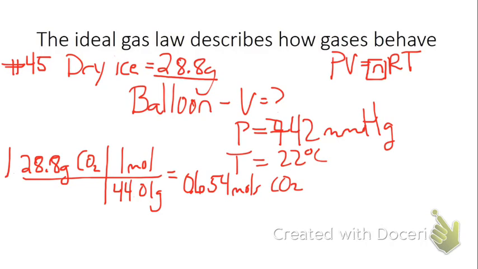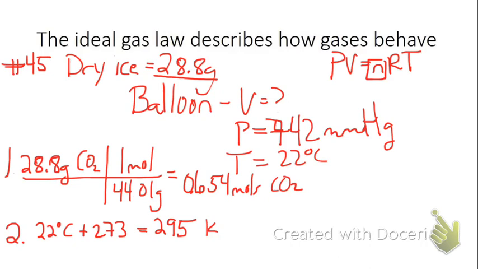So that's the first step. The first step is if you're given grams for a PV equals nRT equation, you need to find moles, just like it has been before. The second step is to then do all the conversion of our units. We have 22 degrees Celsius, and we need that in Kelvin. To turn degrees Celsius into Kelvin, you add 273. So this is going to be 295 Kelvin.